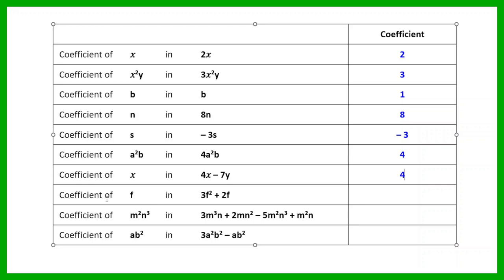In the next one, we have to find the coefficient of f in 3f squared plus 2f. Now it has to be just f. It can't be f squared because f squared is not the same as f. So I have to find the coefficient of just f, which in this case is 2.